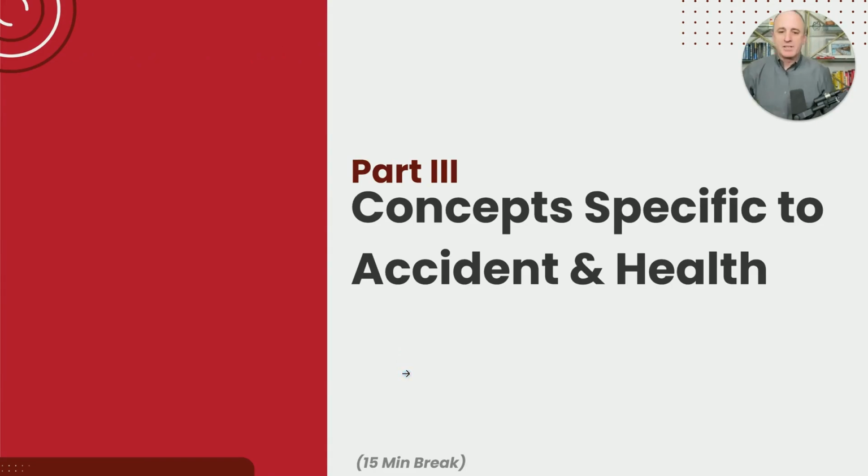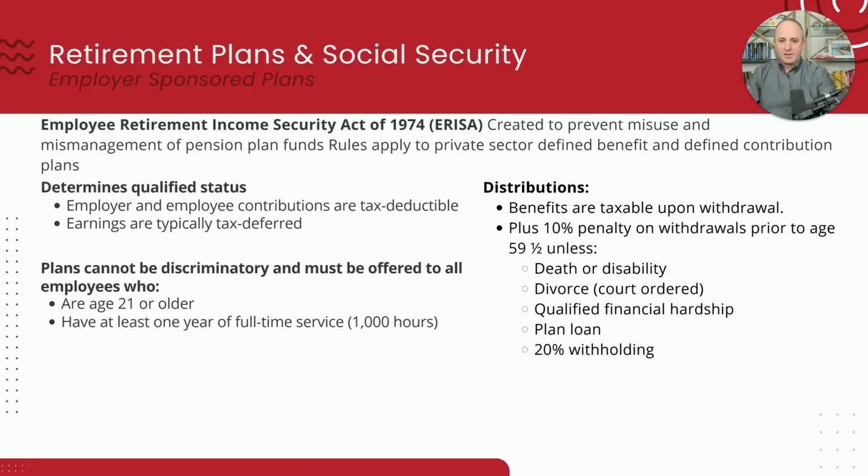All right, now we're going to go over some concepts that are specific to accident and health here. So this thing called ERISA, or the Employee Retirement Income Security Act of 1974, that's a lot of words. Basically, what it was designed to do was create rules for retirement plans to help protect employees. So there are some rules. For instance, if you have a plan, it has to be offered to anyone that's 21 and over, and works full-time, at least 1,000 hours per year. Beyond that, you have some discretion as to who you offer it to, but it has to be offered to everyone in that category.